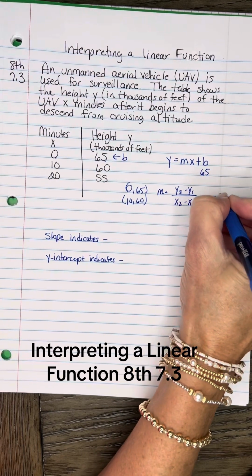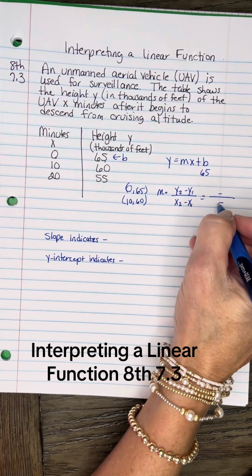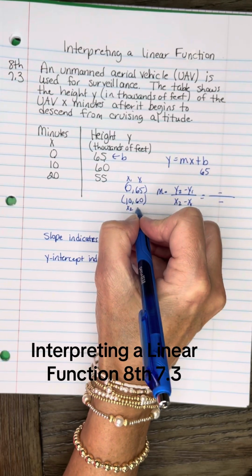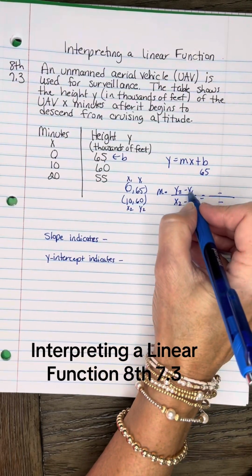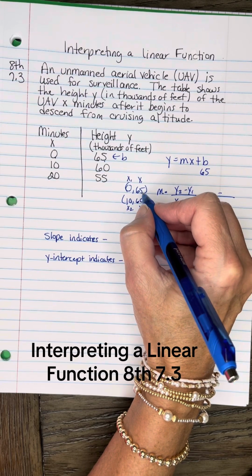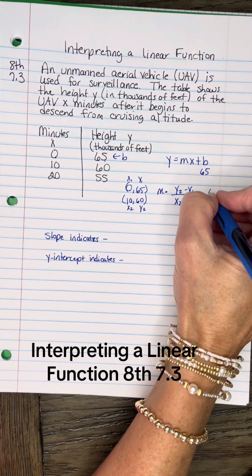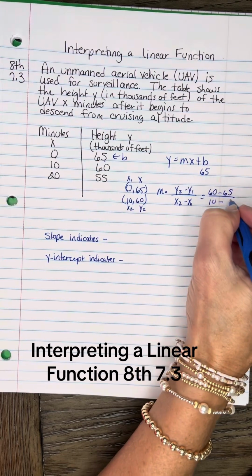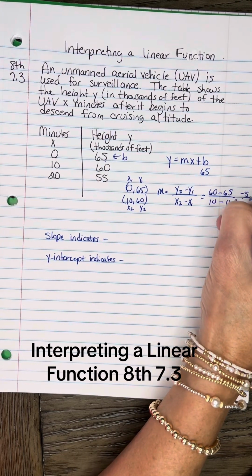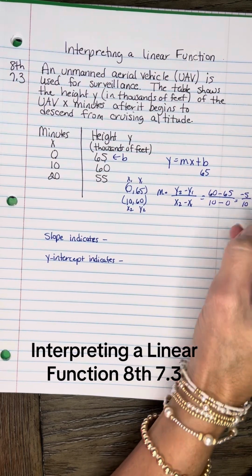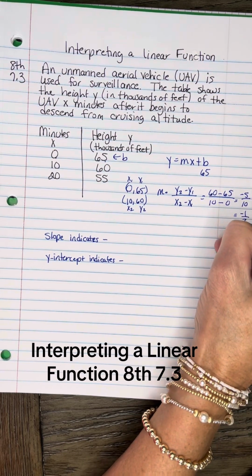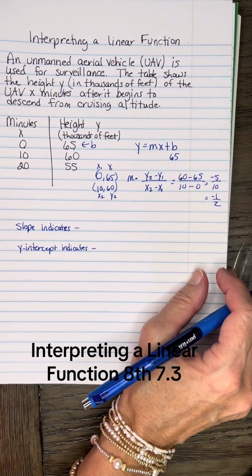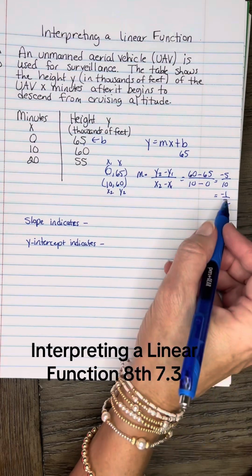I like to use a template so that I don't forget there are minuses in the formula. You can name or label them x1, y1, x2, y2 if that helps you. Your y's are 60 and 65, so 60 minus 65. Your x's are 10 and 0. So I have negative 5 over 10, and I need to reduce that to negative 1/2. Can we see that? Okay.